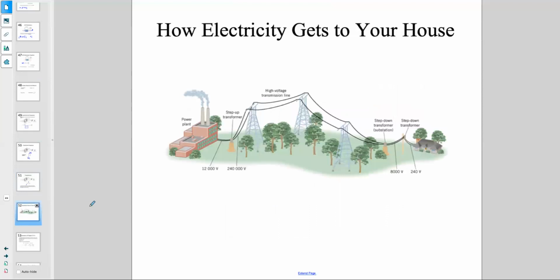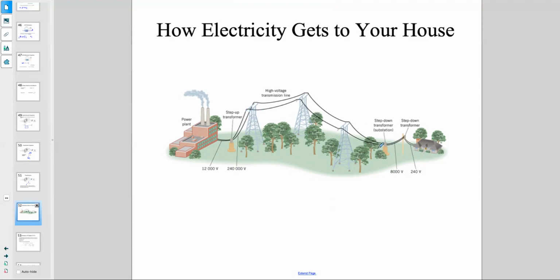And this is the end of our chapter 23. So, how the electricity gets to your home. You have a power plant that creates this electricity. This will go to a step-up transformer, so stepping up, going to a higher voltage. So for example, here the voltage is 240,000 volts. And this very high voltage will go through these transmission lines.